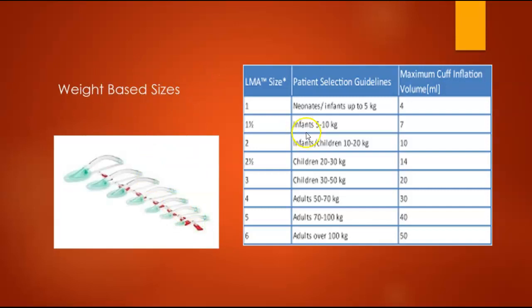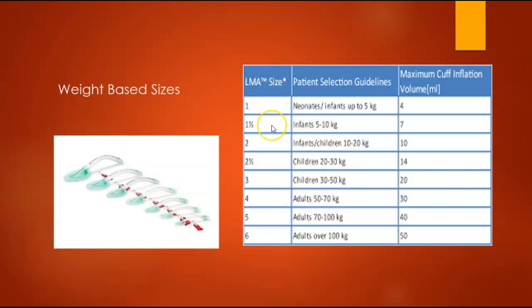So for weight-based sizing for these, there's a quick chart in here that tells you, based on the patient's size, what size LMA you should use. Small adult females will be 3s, more average size adult females will be like a 4. Most adult males will be 5s. Small adult males will be 4s. So somewhere in the 3 to 5 range is where you're looking for your adult patients.